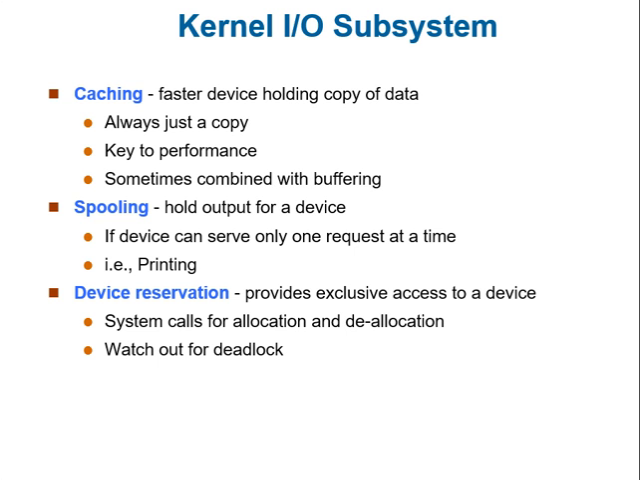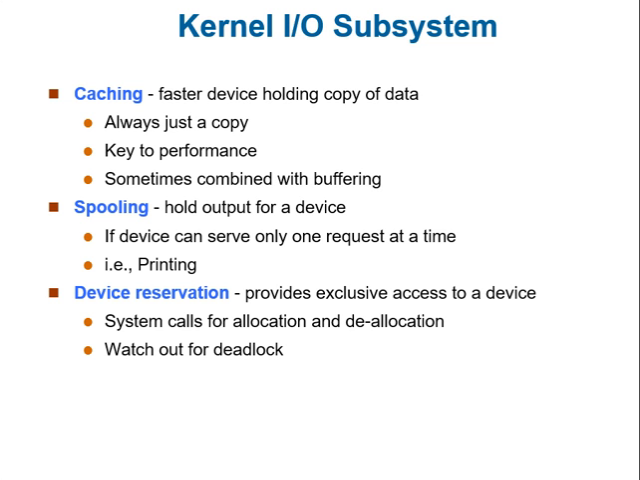Other than that, they also have a device reservation function in the kernel subsystem, which will provide exclusive access to a device. We call it reservation, right? It is based on system calls for allocation and deallocation, and is used to watch out for deadlock. If a deadlock happens, the reserved device can be used to avoid the deadlock.